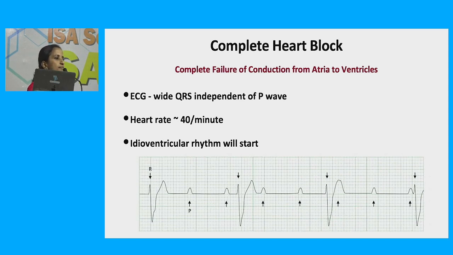So this ECG shows a heart rate of 40 per minute, and the P wave and the QRS are independent of each other. Some P waves precede the QRS, some come after the QRS, and some are with the QRS. The QRS is wide also. So this ECG is suggestive of complete heart block.